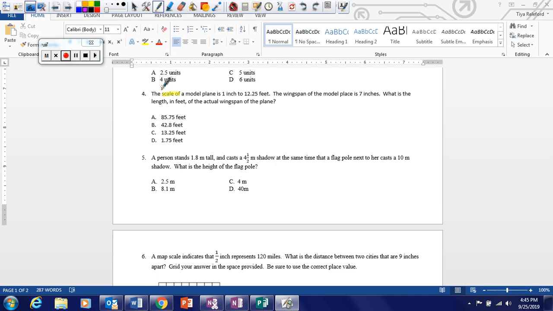So again, you've got scale. It will either give you a scale factor or a ratio. Does it say scale factor in this problem? No. So it's going to give you a ratio. What ratio does it give you? Right? 1 inch to 12.25 feet. So the first number always goes on top. But in case you make a mistake, it actually is no big deal as long as you use your labels.